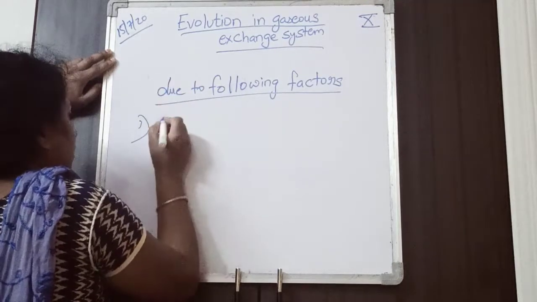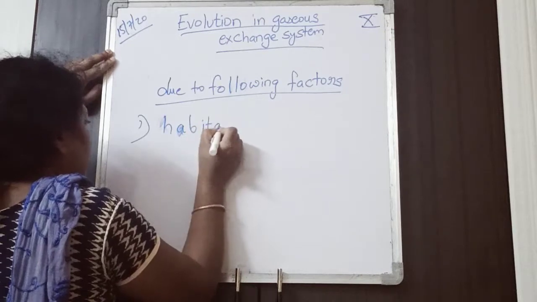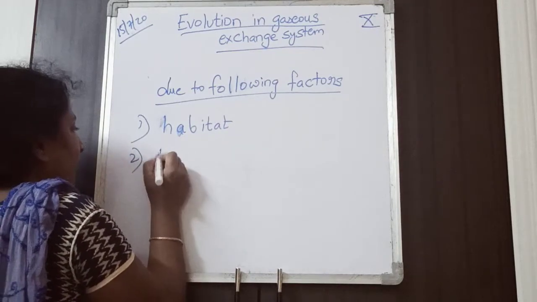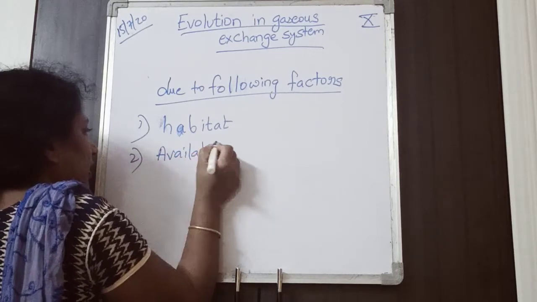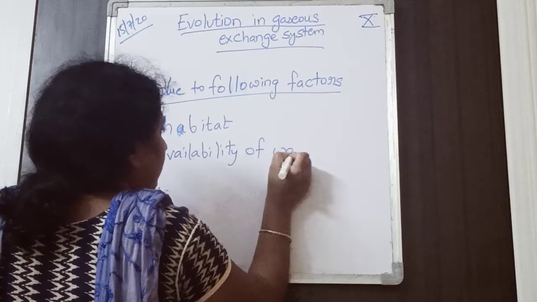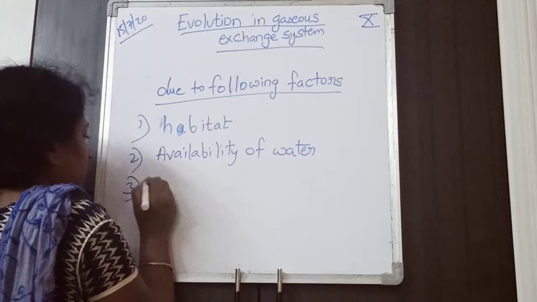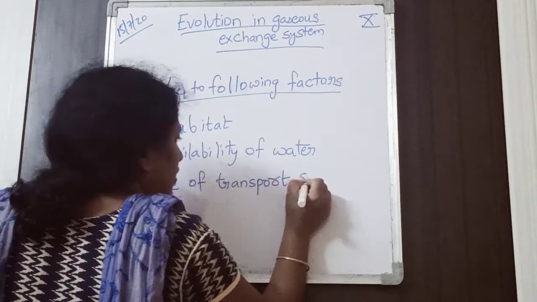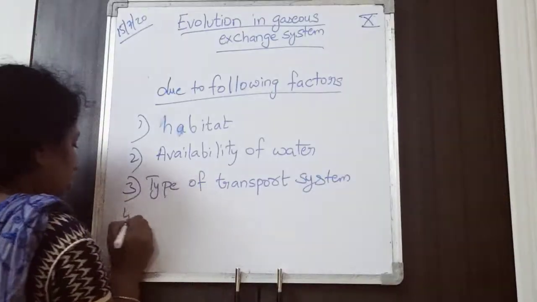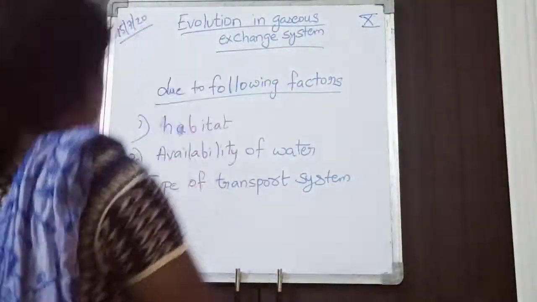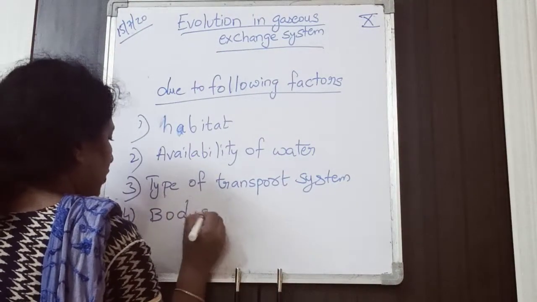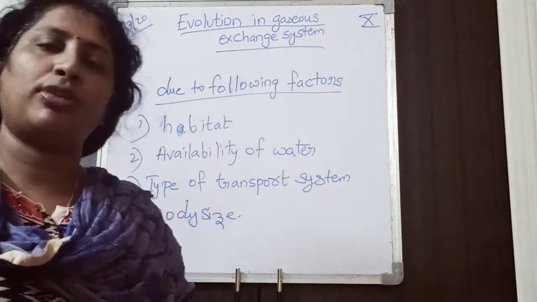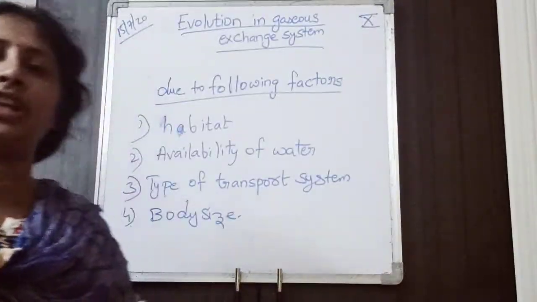Habitat, first point is habitat. Next is availability of water. Okay, these are the factors which are responsible for evolution of gases exchange system in different organisms.